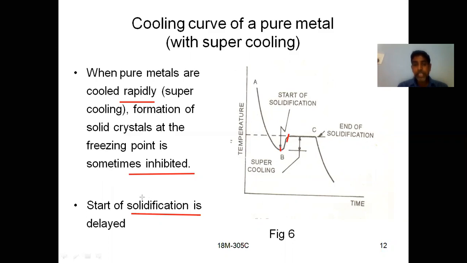And because of this, what is happening? The starting of solidification is delayed. Actually, it should have started here, but it started here. Okay, so this is called supercooling. Here you are having supercooling, and this is the start of solidification. The start of solidification is below this one. Because of that, the temperature is low here and high here. And this is the end of solidification, and here you are getting the solid at room temperature.